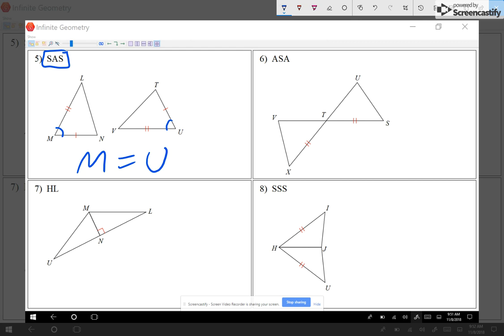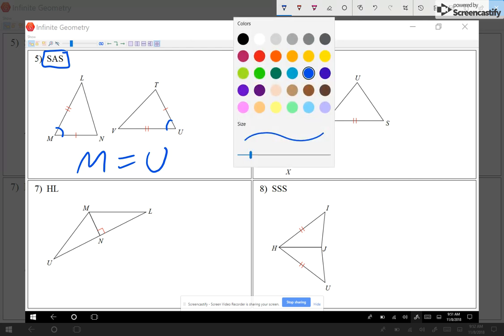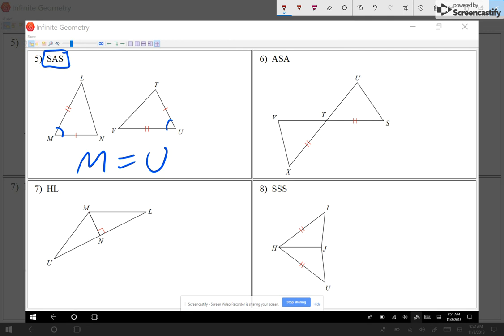Looking at question number 6, in red, I'm going to have what is given. I see that one side, XT, is equal to TS. That side is given. This angle equals this angle. That is given because of the vertical angle theorem. So I want this to be angle side angle: two angles and the side in between. The side is given, and only one angle is given per triangle. So I need this angle and this angle. X equals S. So angle X equals angle S.